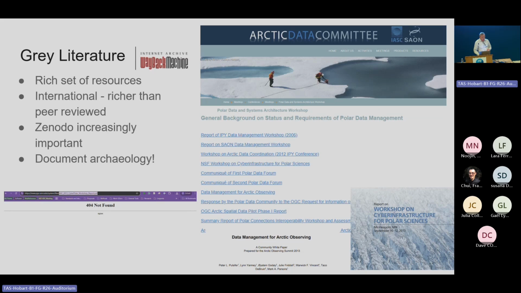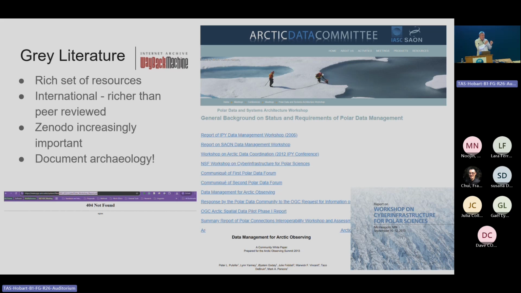And so if you look at that, I think that's a really rich set of resources. And for international, I think it's richer than the peer review because I come to meetings like this and I know a lot is happening all around the world. We've seen that here, country after country presenting on what they're doing. But if you go to the literature, you're not seeing that.